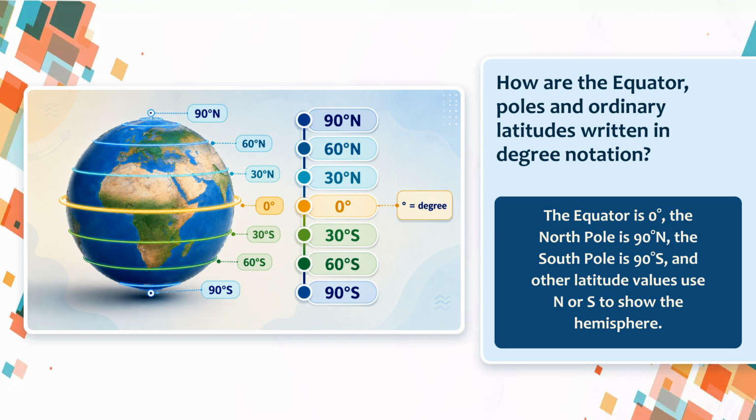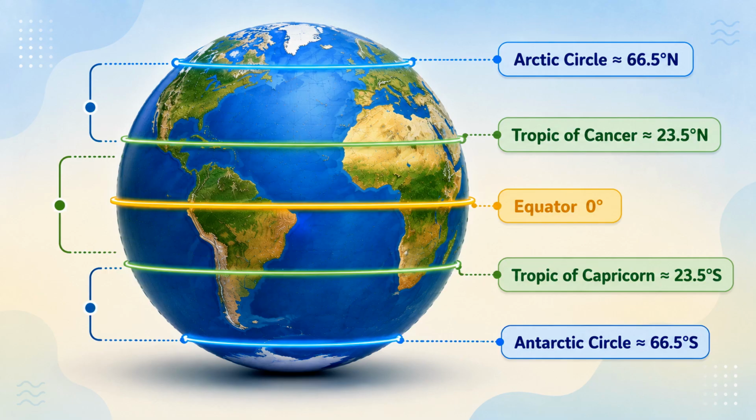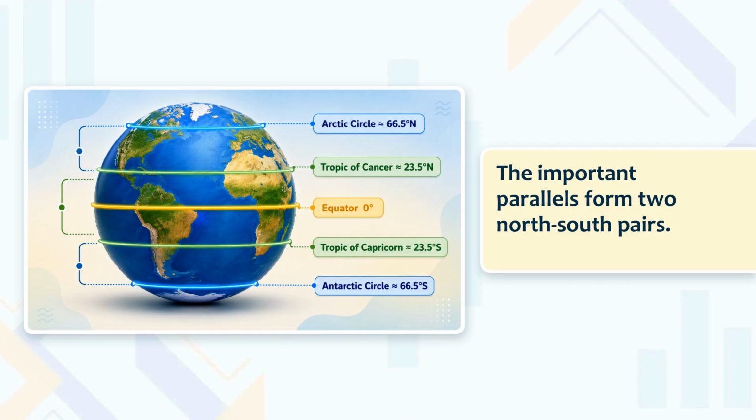Next, we will place the 4 important parallels on one labeled globe. The Tropic of Cancer is about 23.5 degrees north, and the Arctic Circle about 66.5 degrees north. Their southern partners are the Tropic of Capricorn and Antarctic Circle at the same degrees south. The mirrored labels make the pattern easier to remember.